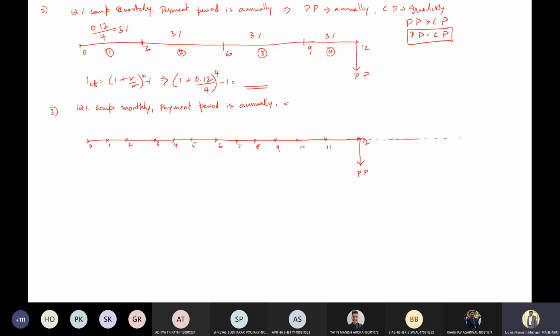Now coming to the third type, that is 12% compounded monthly, payment period is annually. Your payment period again over here is annually. Your compounding period is monthly. Now again, if you see here, your payment period is greater than your compounding period. But you need to make the payment period equal to the compounding period.